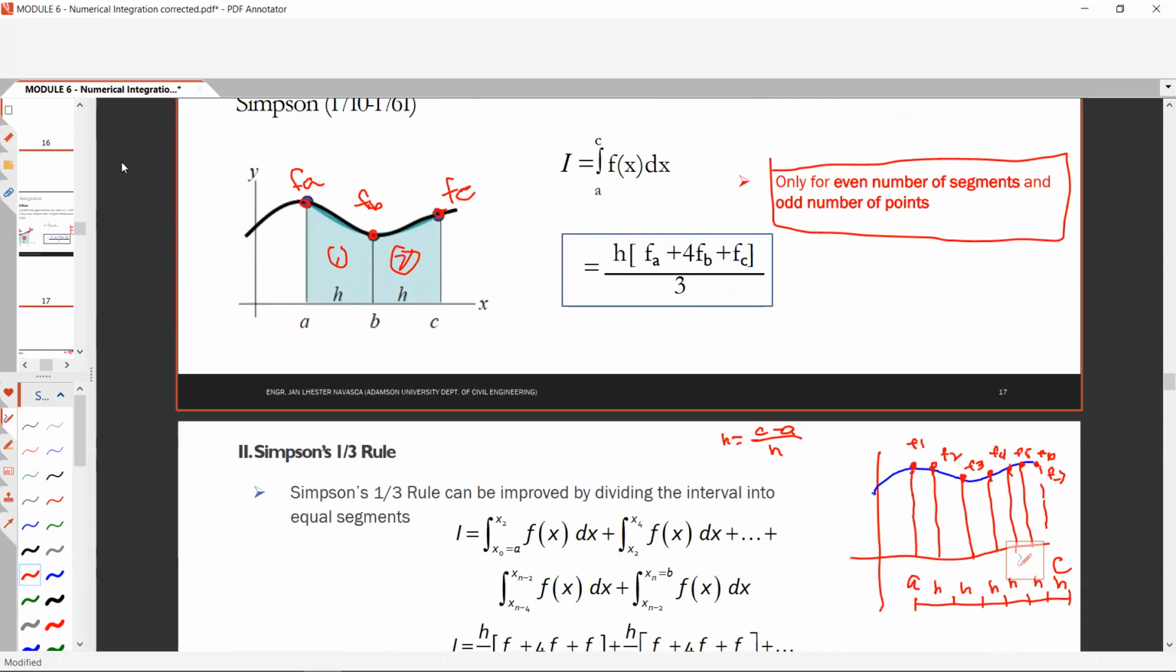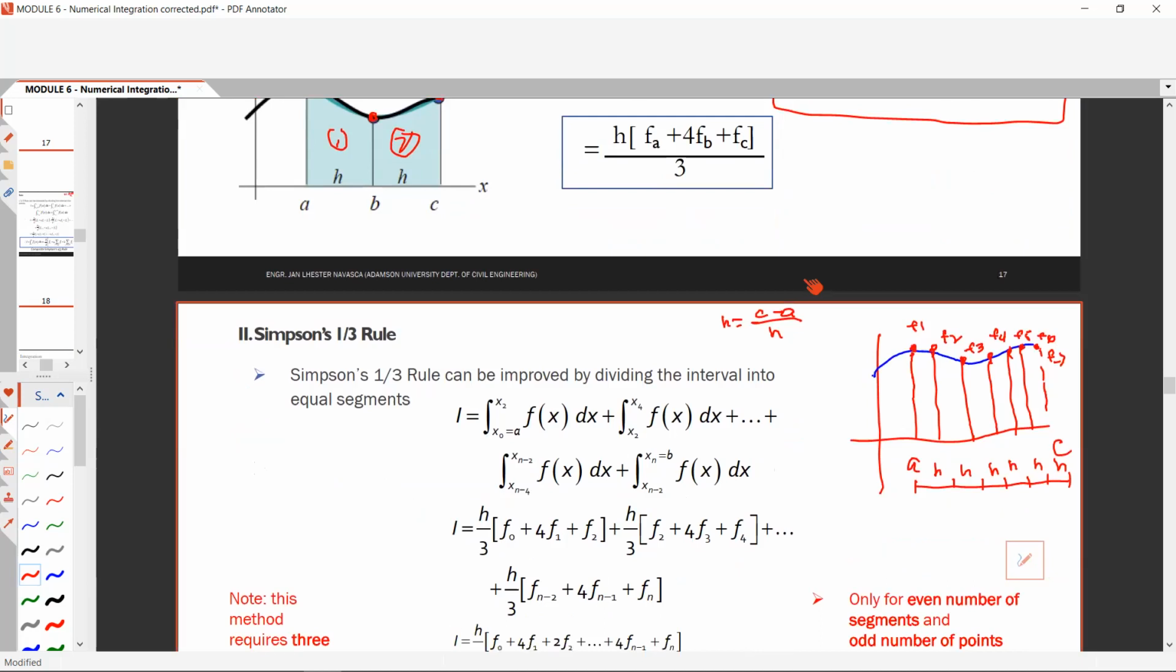So, gagamitin natin to. Okay, gamitin natin yung formula na to. Sabi niya dito, FA plus 4 times FB plus FC all over 3. So, yung first two segments natin, gagamitin natin ng ganong formula. Okay, ito yung first two segments, di ba? Okay, this one. So, paano ba gagamitan ng formula yan? Di ba? Kung gagamitin natin yung formula na to, the first two areas are H over 3.